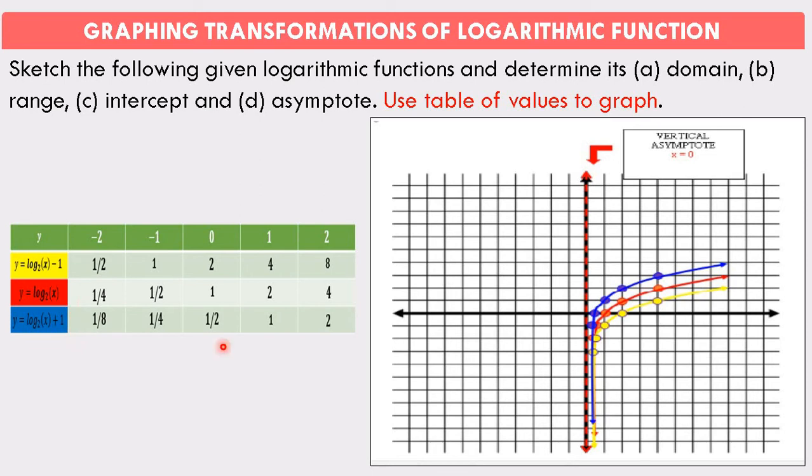So the initial graph is the red. Then we can see since the yellow has -1 k value, it moves downward. While the blue one has +1 k value, it moves upward. Okay, so we can say that if the k value is positive, then the movement is upward. And if the k value is negative, the movement is downward, just like in the exponential function.